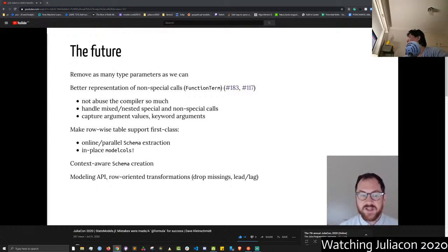Okay. And finally, we need to settle on the actual modeling API. I haven't talked about the models part of StatsModels, just the formula part. So the modeling API is still from the DataFrames age, and it's not great. That needs a lot of work.